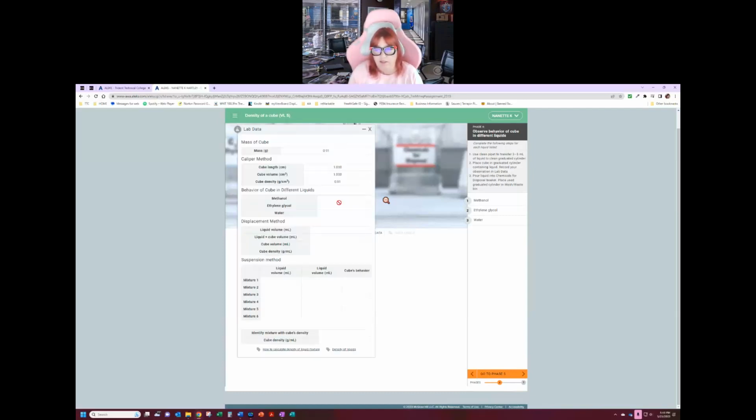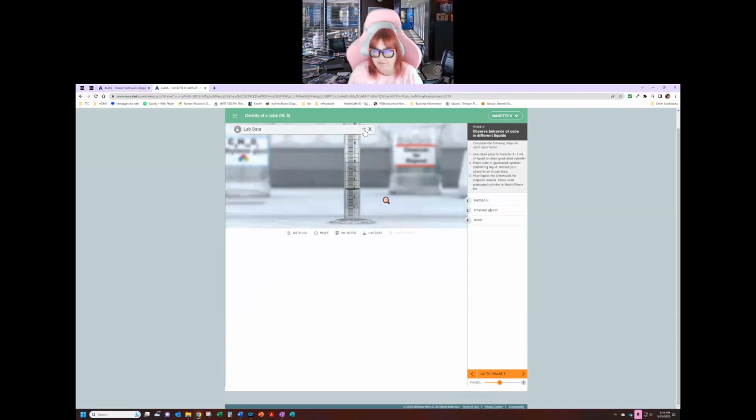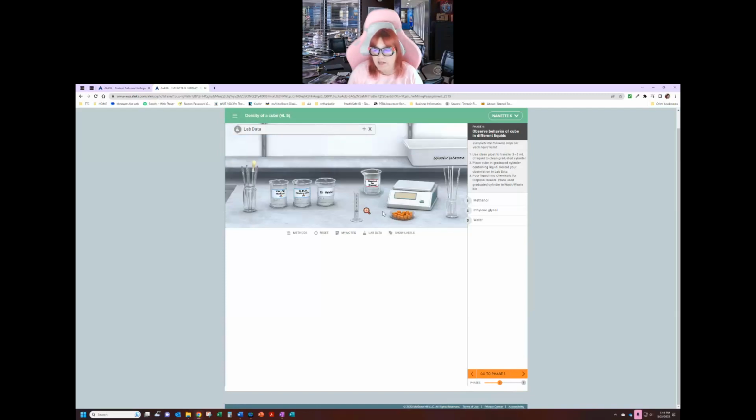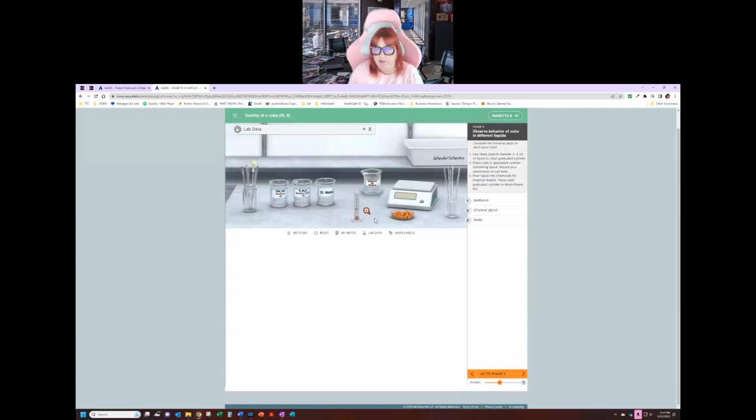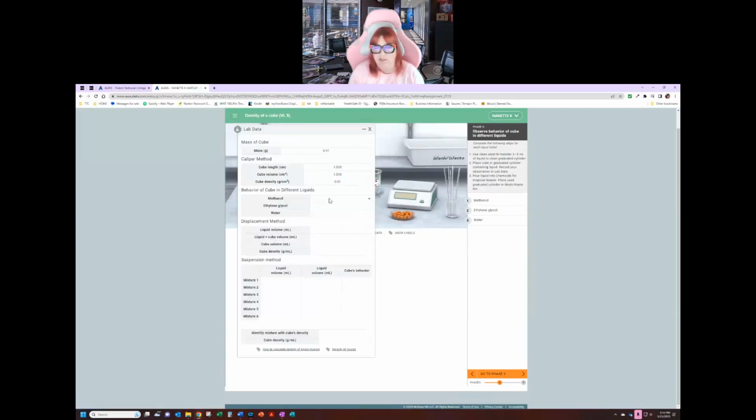So I can go to my lab data. Oh, sorry. I don't want to do that. I actually don't need to know that part yet. So now I need to take and put a cube in there. And I zoom in again. And I see, oh, well, it's sunk. Okay, so in my lab data, I would say that it sinks.